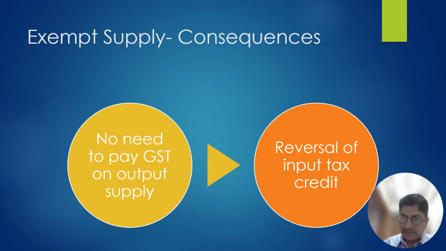You are not paying tax on the output side. So whatever input tax credit you enjoyed, which culminates into that supply, please reverse the credit. So at input stage, don't avail the credit. At output stage, don't pay the tax. These are the consequences of exempt supply.